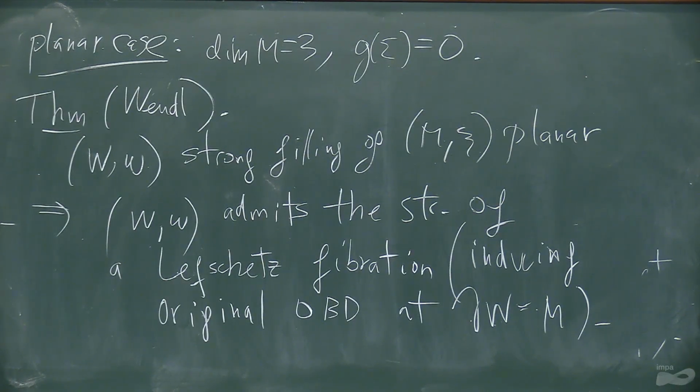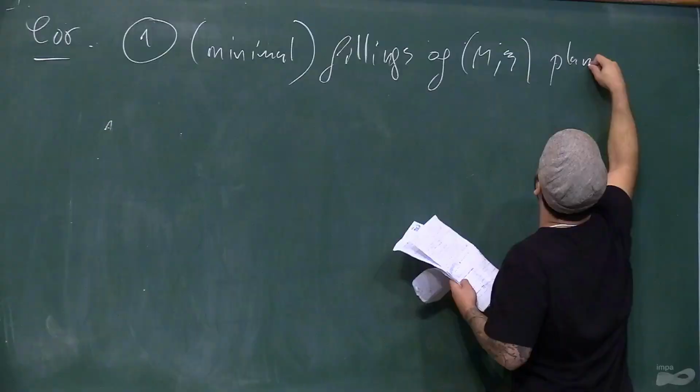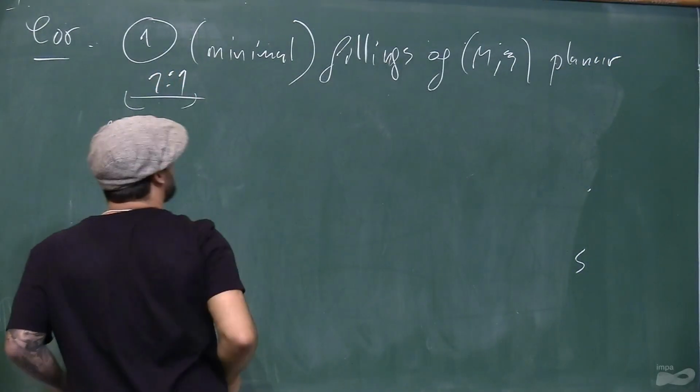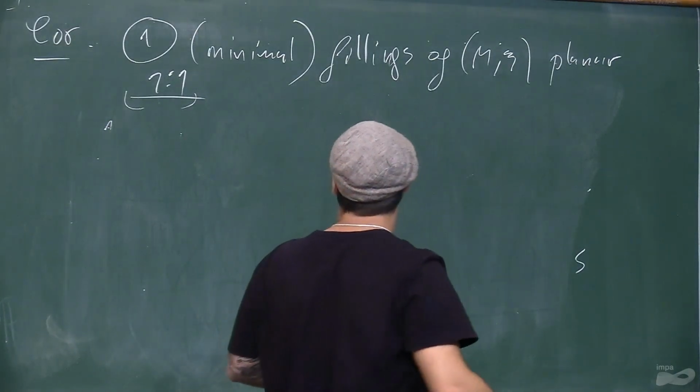Okay, so the corollaries of this are twofold. The first is, let's say, minimal fillings of a planar contact 3-manifold are actually in one-to-one correspondence with decompositions of your monodromy into products of positive Dehn twists.